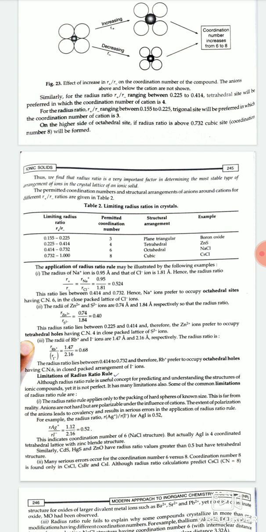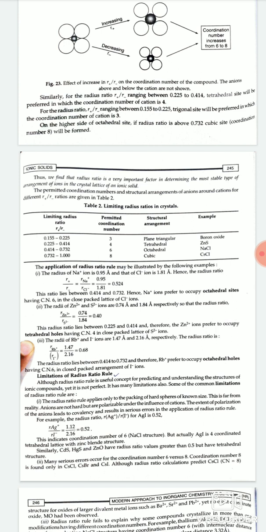For the radius ratio between 0.155 to 0.225, the coordination number permitted is 3 and the structural arrangement will be plane triangular, for example, boron oxide. Now, if the radius ratio is between 0.225 to 0.414, then the permitted coordination number is 4 and the structural arrangement is tetrahedral.